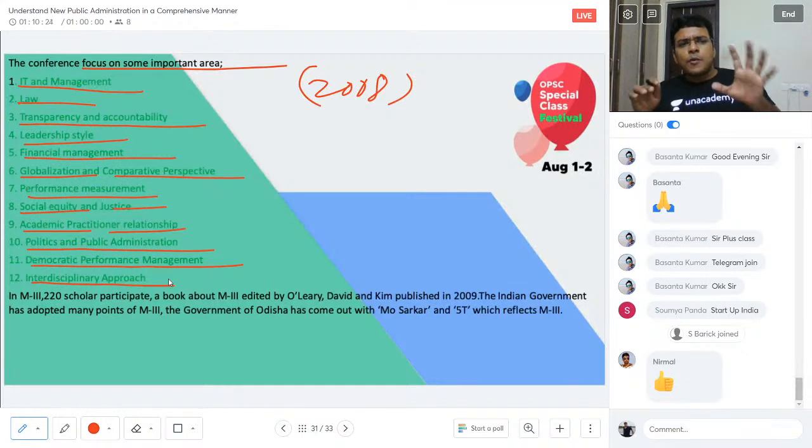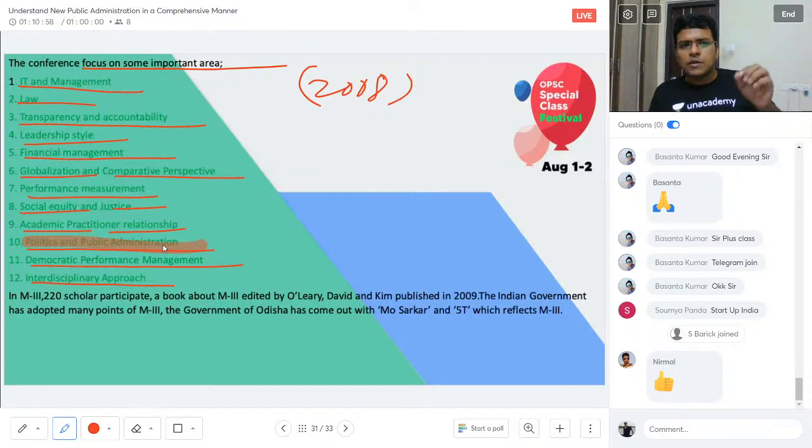If you remember five or six things, you can easily remember that this is IT, automatically you remember law, you remember transparency, accountability, leadership style, financial management, globalization, social equity, politics and public administration. That means eight to nine points you can remember easily, or even without remembering, if you can write this thing, it becomes easy, it will be okay.